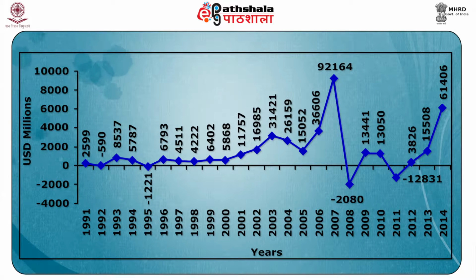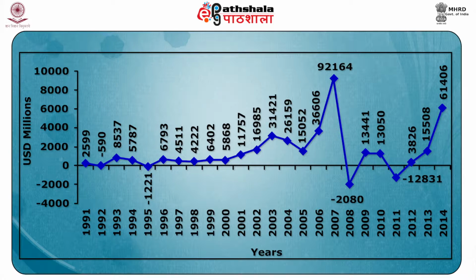In 1990, the balance of payment was negative at $2,492 million. And the Indian government did not have enough funds to support its import debt. So in 1991, liberal reforms were initiated. The starting of economic reforms in 1991 increased the balance of payment from negative $2,492 million in 1990 to positive $2,599 million in 1991. In the period 1991 to 2014, BOP was the highest in the year 2007 at $92,164 million.